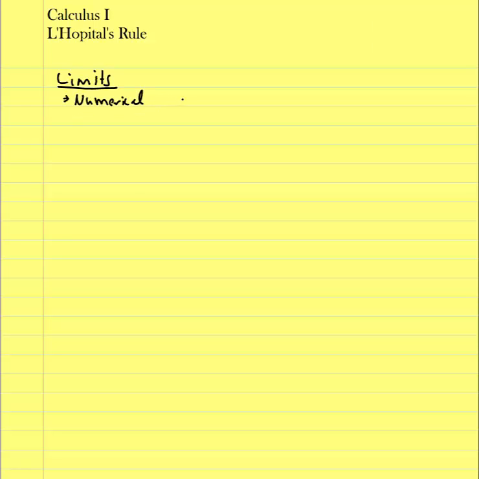We could look at something graphically and try and interpret what was going on with the limit graphically. And then we had some sort of an analytical approach. Now the analytical approach was something like using some algebraic procedures to simplify until we could find a limit.